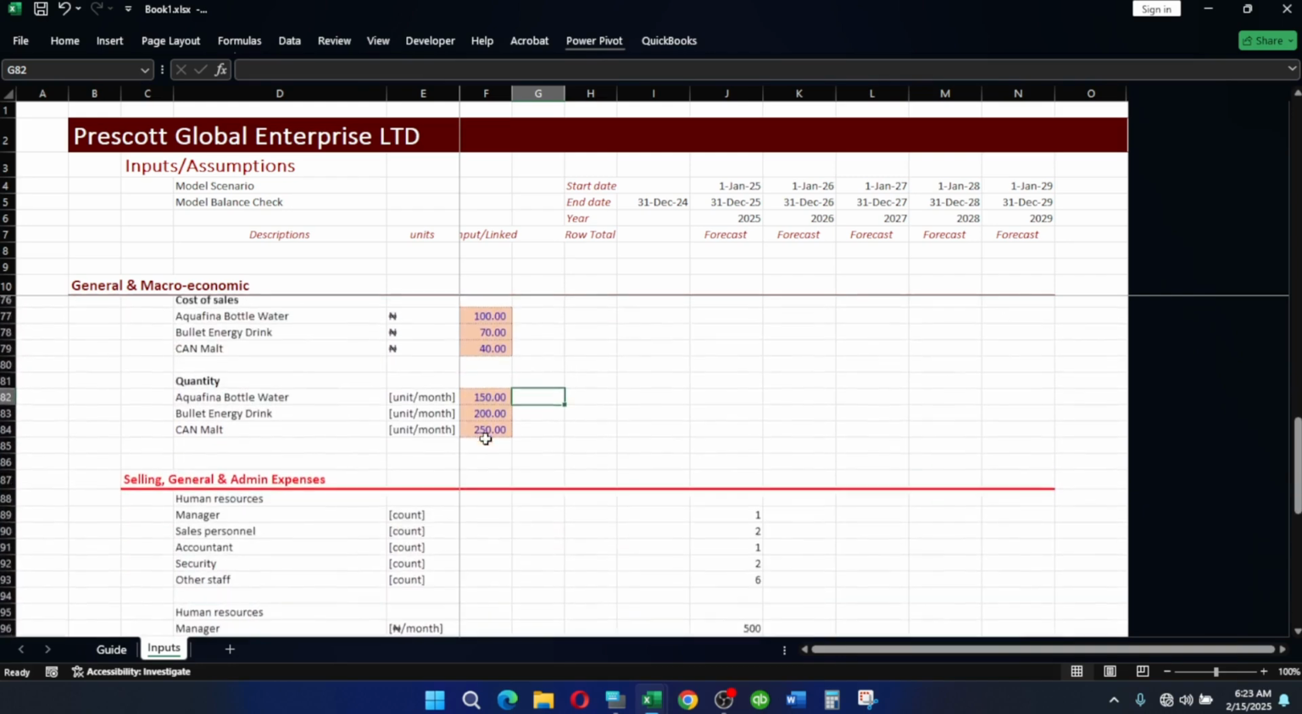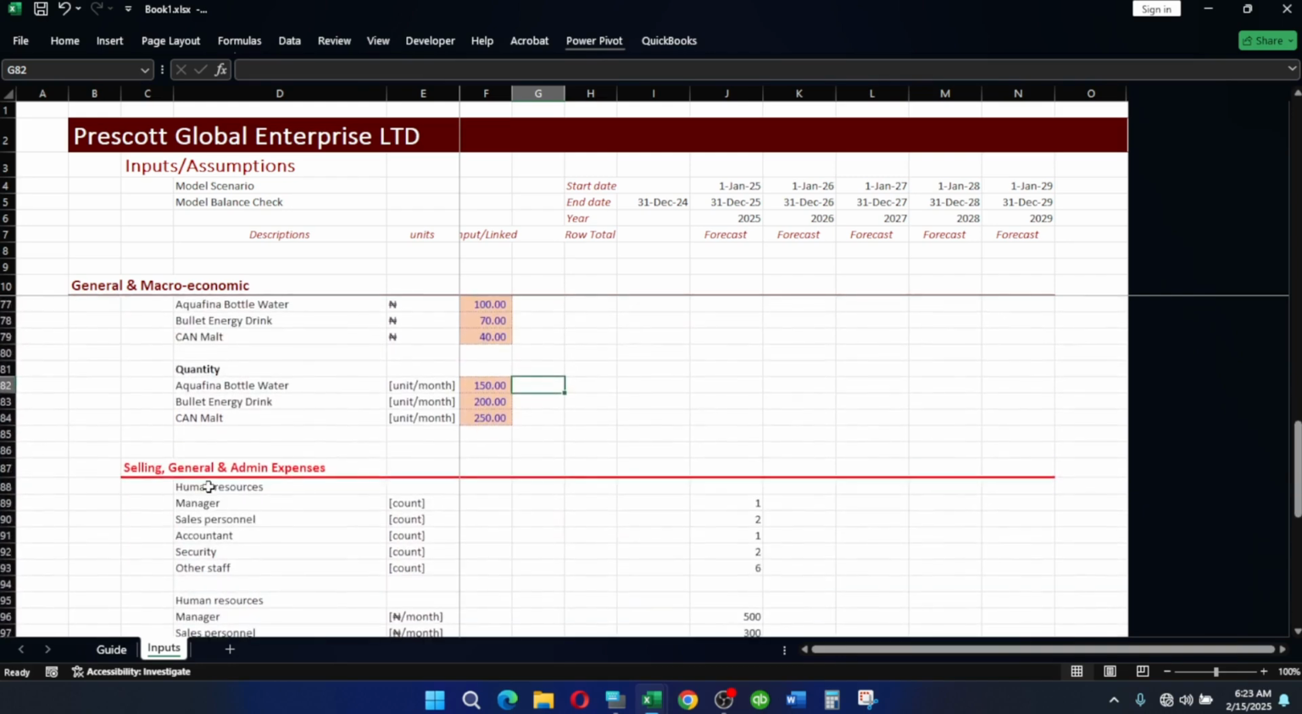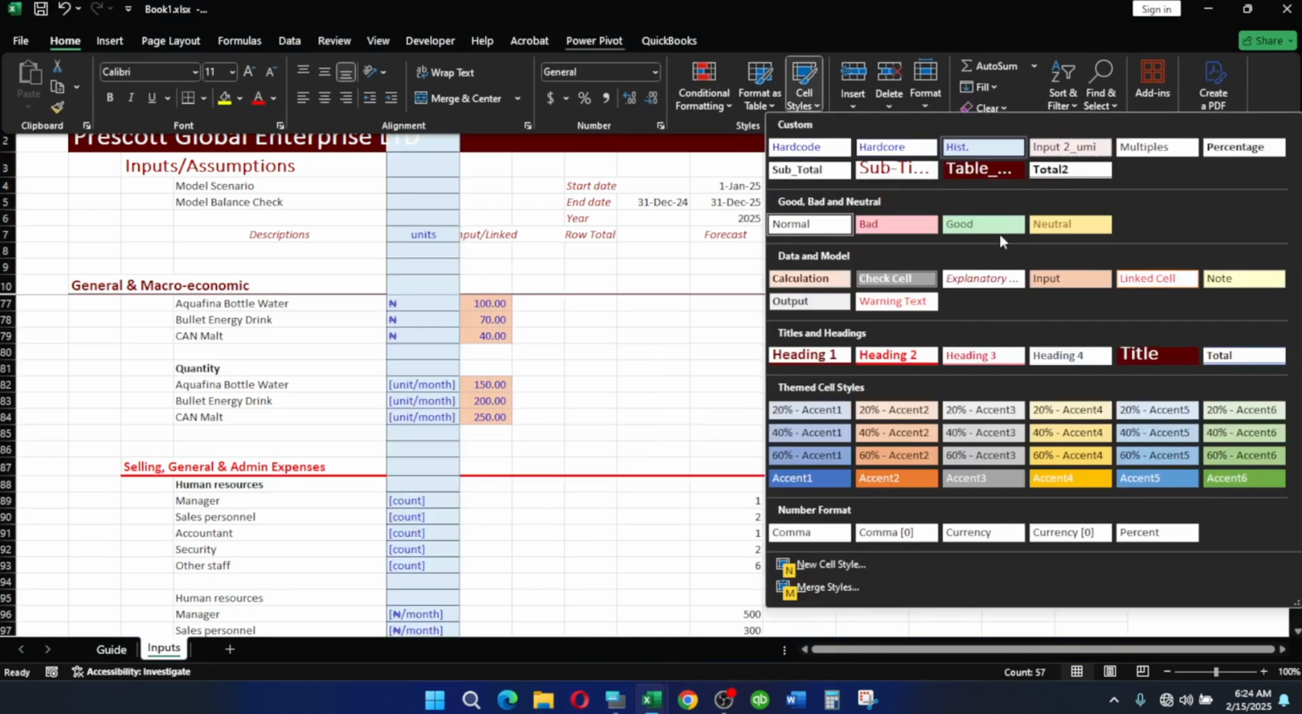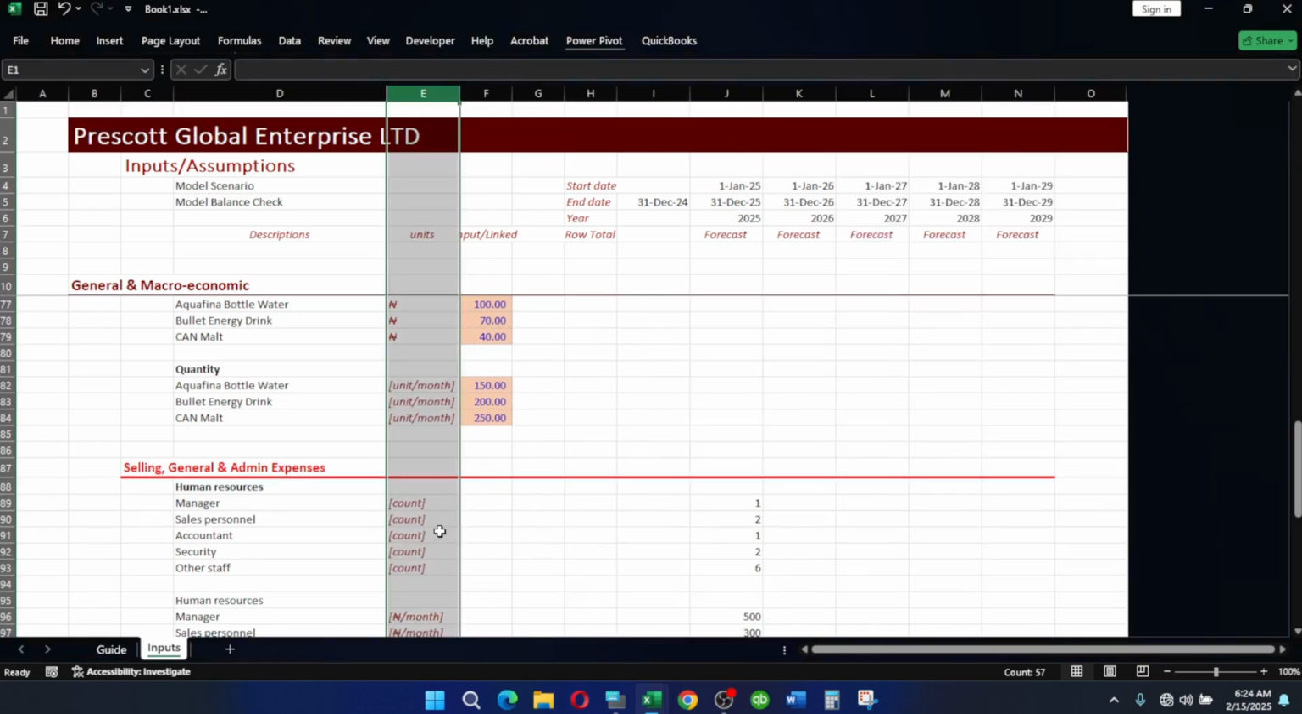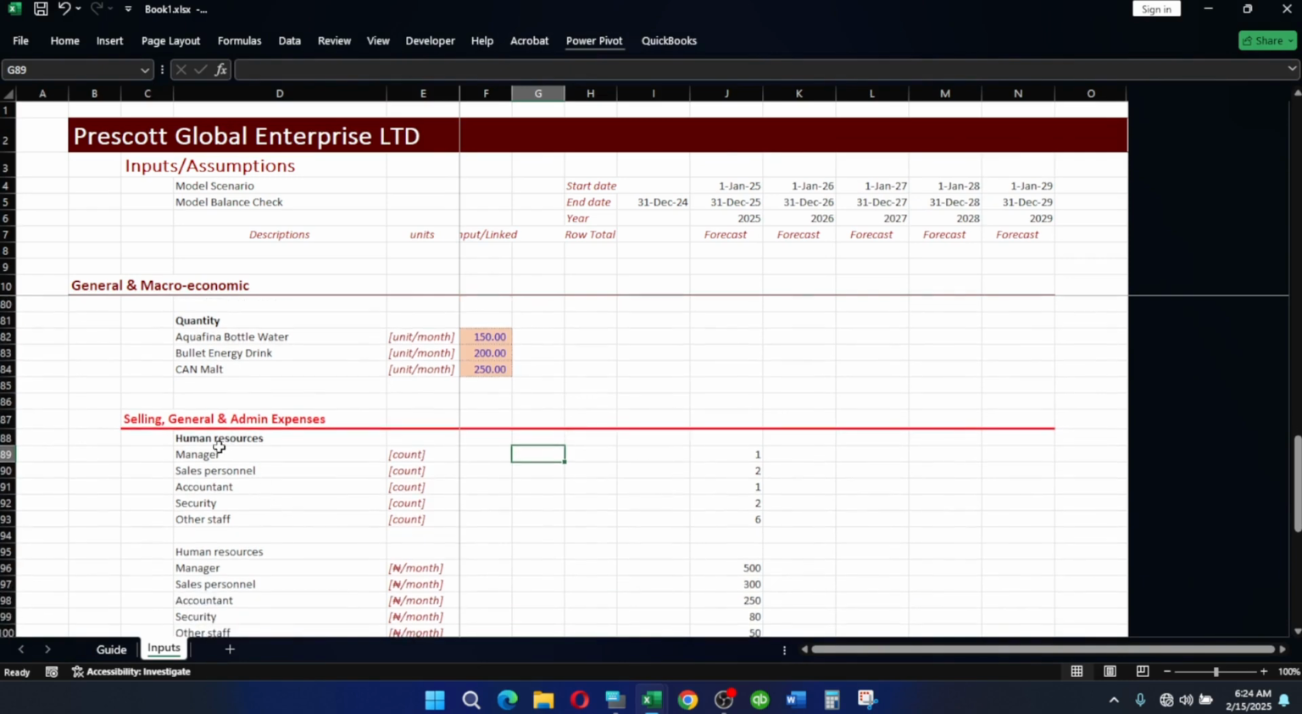Now coming down again to selling, general and admin expenses, SG&A. So we have the HR. The HR basically means we are talking about the staff working in the organization. How many staff do you want to have? Remember, it's a startup. We have to have one manager.